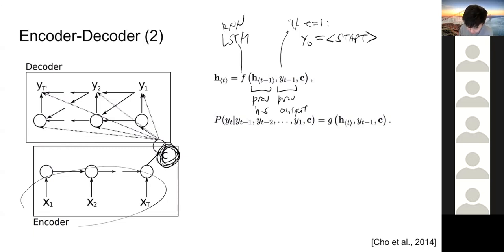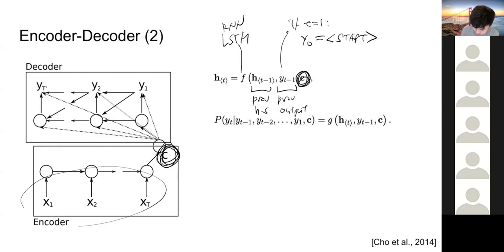And you have one more input to this decoder, this RNN, which is C. This is coming from the encoder side. The point is that we're hoping that the meaning or the content of the entire input sentence is contained in this C, so that the decoder can refer to that as it wants to, whenever it wants to.